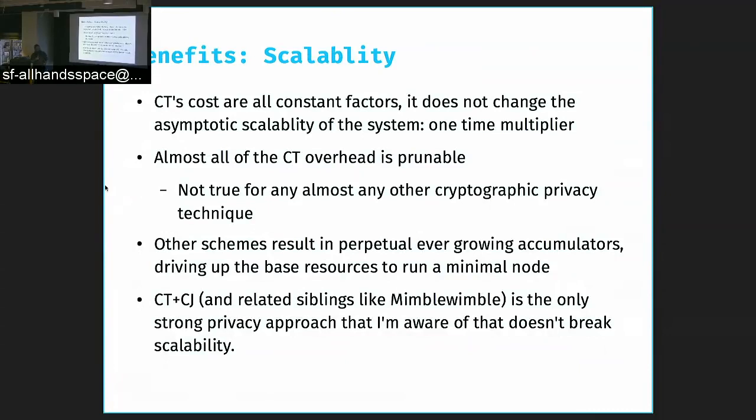Other schemes for privacy result in these perpetually growing states where you have to keep something closer to the full blockchain history on every node. And I think that CT plus CoinJoin and technologies based on it, like Mimblewimble, which I'll talk about in a bit, are the only strong privacy approaches that don't break scalability for these kinds of systems.